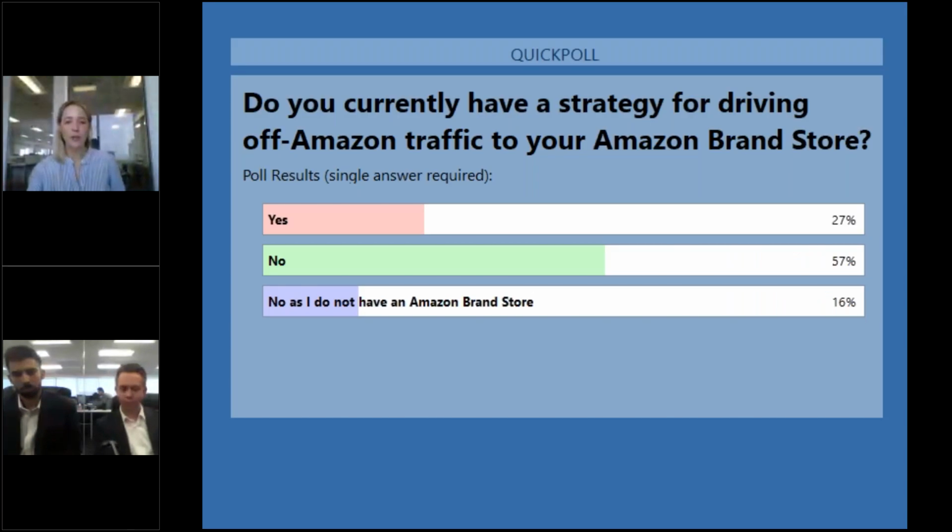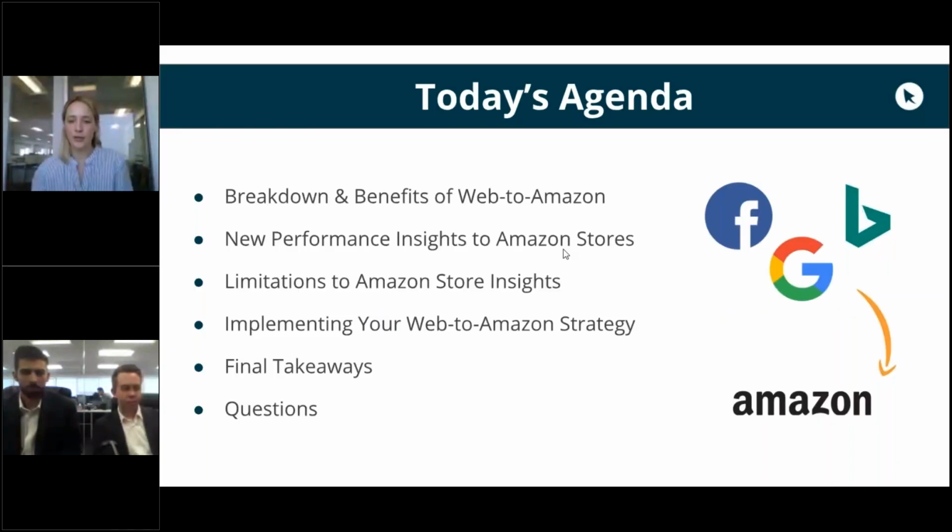So just to go over today's agenda before I hand it over to Rob and Ryan, we're going to go over basically breaking down the benefits of web to Amazon, why you should be implementing the strategy, why it's beneficial to you as a seller. Ryan will also be going over the performance insights on Amazon stores, as well as the limitations to those store insights and what you can see and what you can't see in regards to reporting. And then Rob will talk about implementing your web to Amazon strategy and how to start your strategy and some tips from the expert himself, and then some final takeaway tips, as well as a time for Q&A.